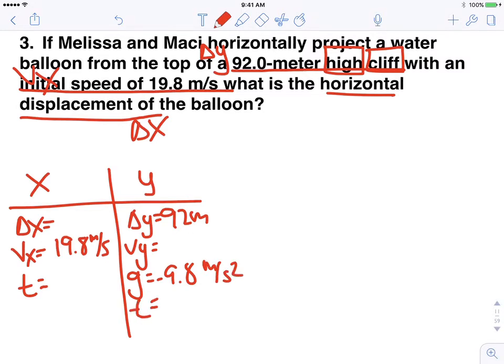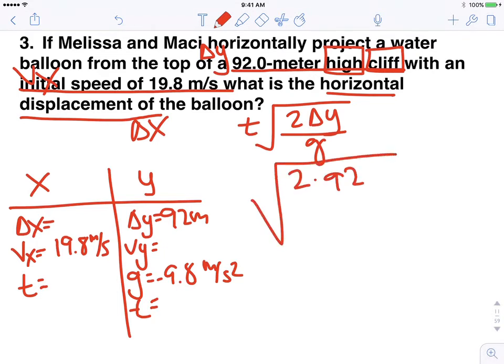Again, here we go. We're doing the same thing we did before. Starting off with solving for t. T is the square root of 2 times y over g. So 2 times 92 divided by 9.8. I'm leaving out the negative because this is a time value and time cannot be negative. I'm just dividing right now. So it ends up to be 18.78.